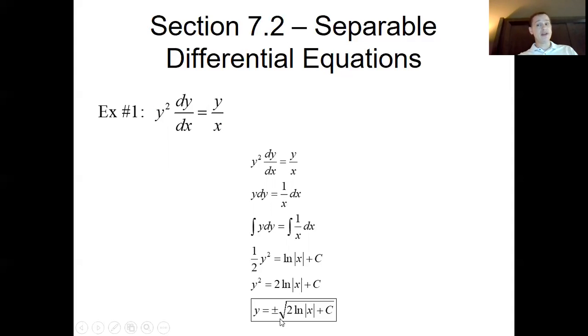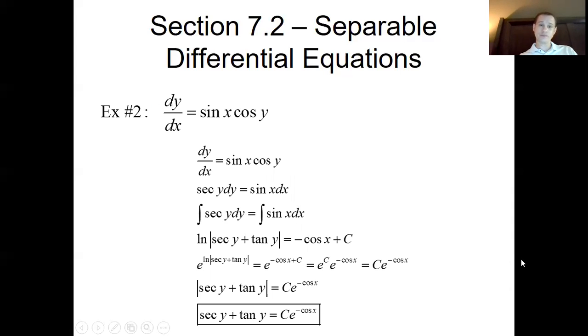Well, it depends on what the initial condition is they gave us. They didn't give us an initial condition, so I don't know which one. I can't plug in numbers, and I can't figure out which one makes sense, a plus or a minus, so I'm just going to leave it like that. That's the final solution to that.